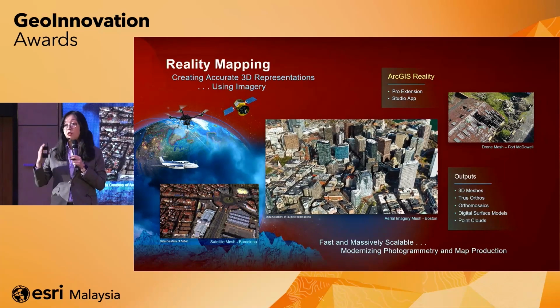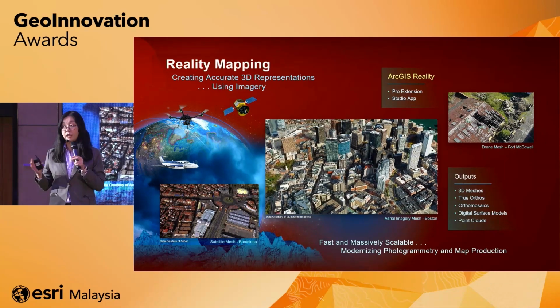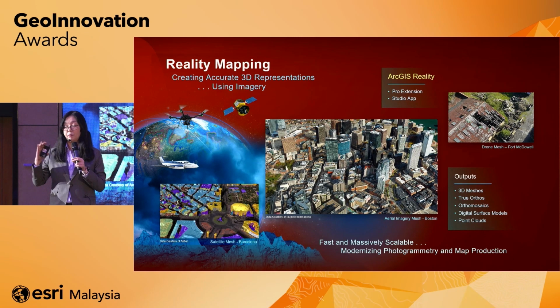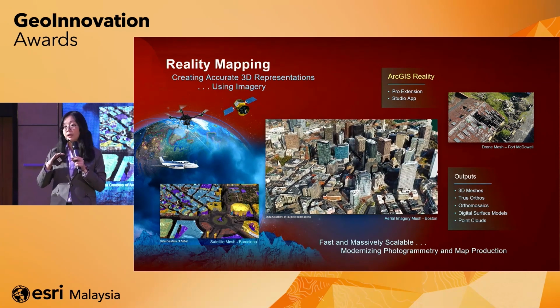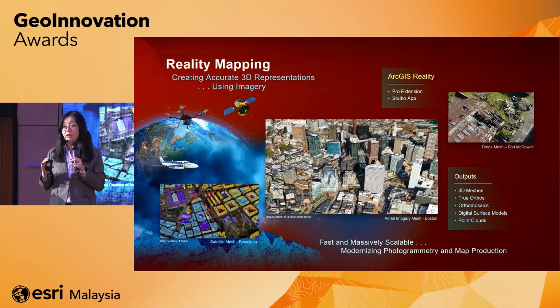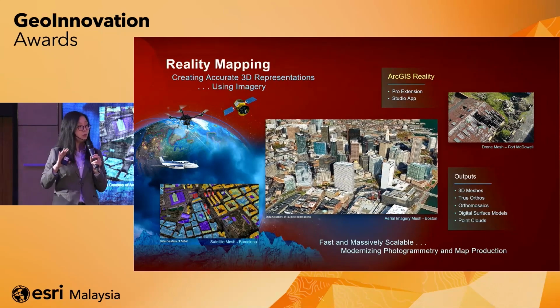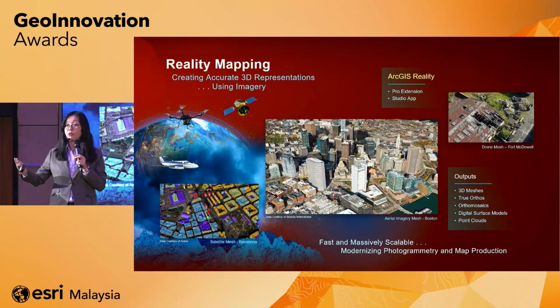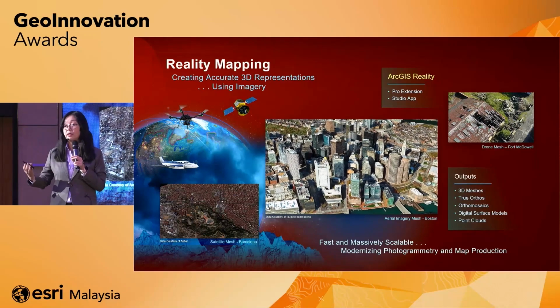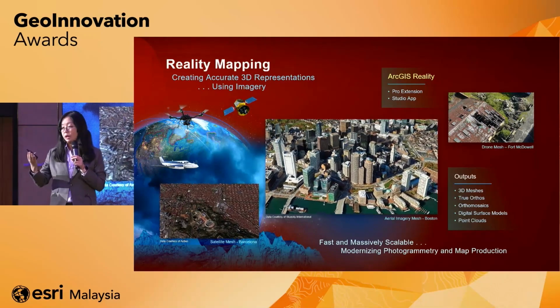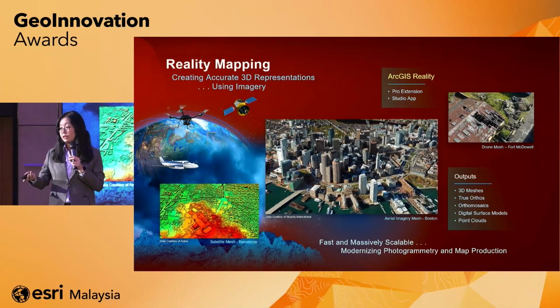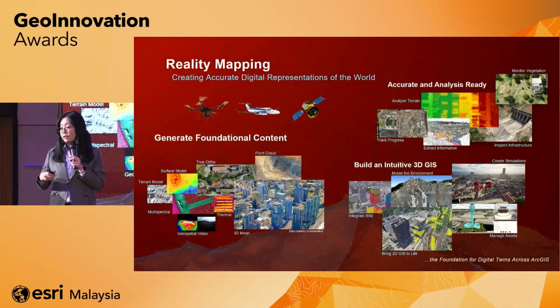I believe a lot of organizations have been capturing images, drones, acquiring satellite imagery and so on. And some of this imagery could be sitting in one of your storage over there. You're thinking, oh, how do I process it now? So this is where you look into ArcGIS Reality to do your reality mapping.